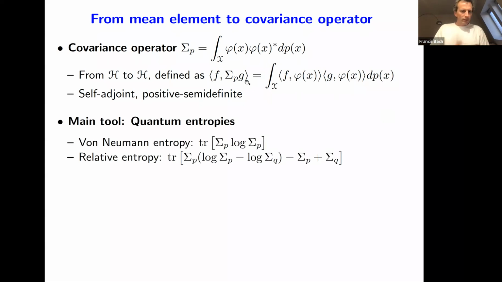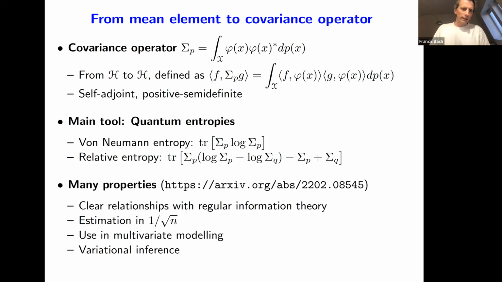The main tool we're going to consider is to look not at the L2 metric between mu p and mu q, but at the specific form of quantities which come from quantum mechanics: the von Neumann entropy and the relative entropy. And by using this, we'll reach interesting properties.